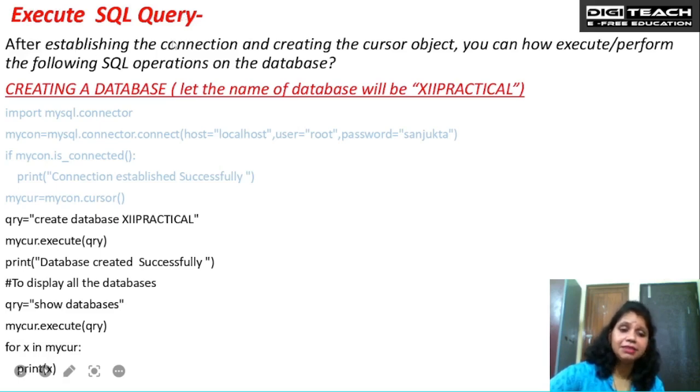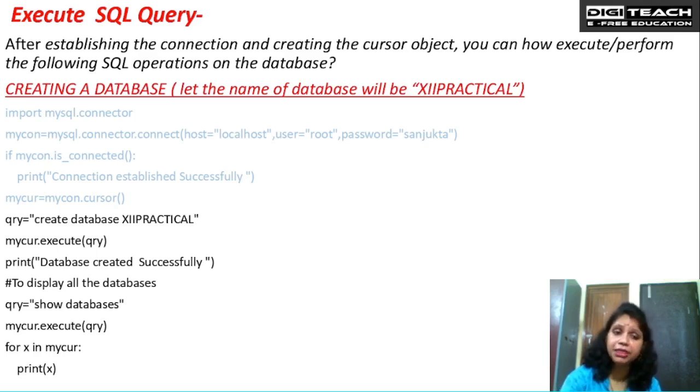After establishing the connection and creating the cursor object, you can execute or perform the following SQL operations on the databases. Like, how do you create a database? Suppose the database name is 12th practical. First of all you create the database, include the database in that connect function. After that you create one table, then you insert the records into the table. So we will do all the things one by one.